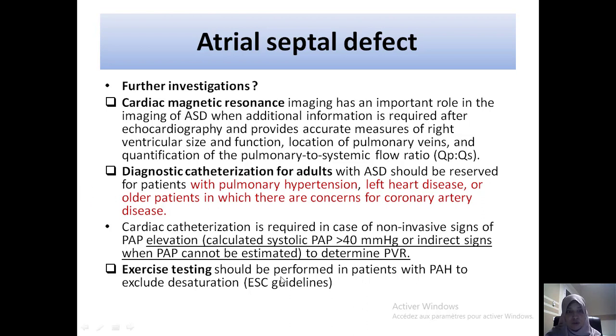And according to the European Society of Cardiology guidelines, we sometimes need exercise testing, which should be performed in patients with pulmonary arterial hypertension to exclude desaturation, which may represent a contraindication for closing the defect.